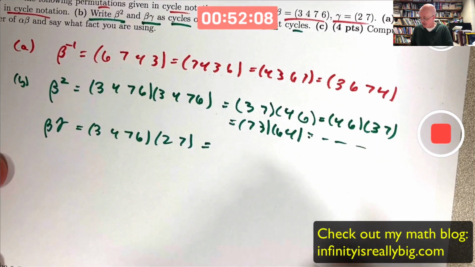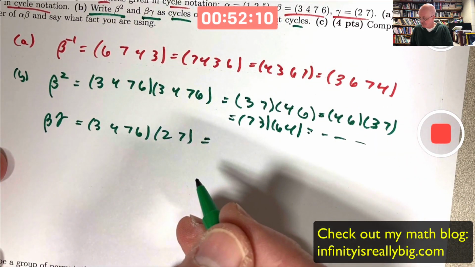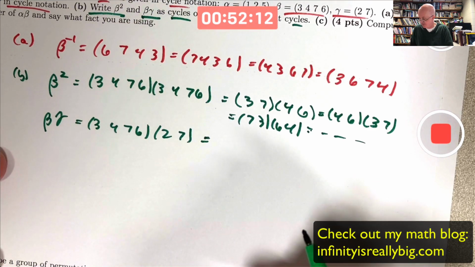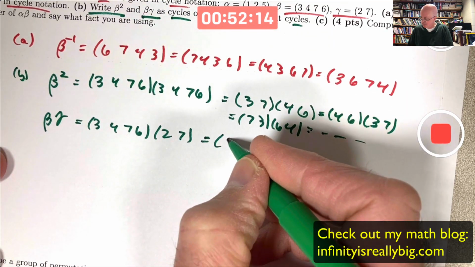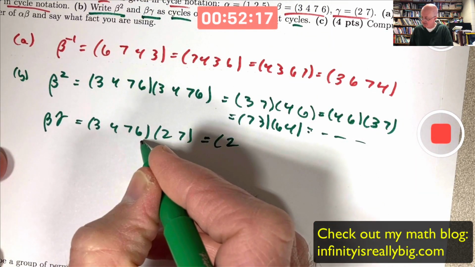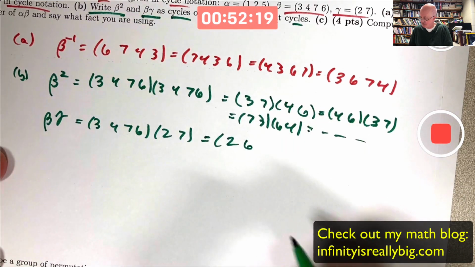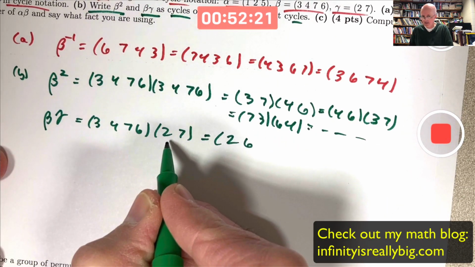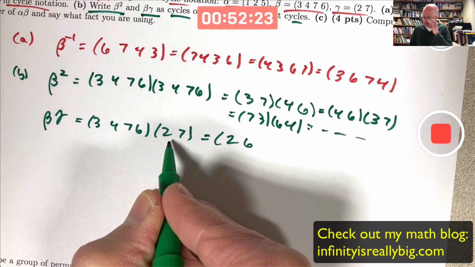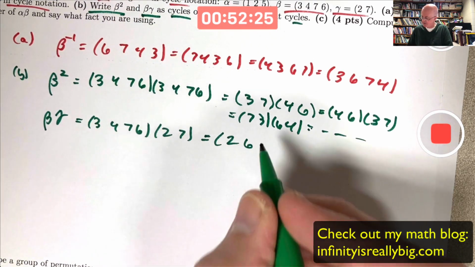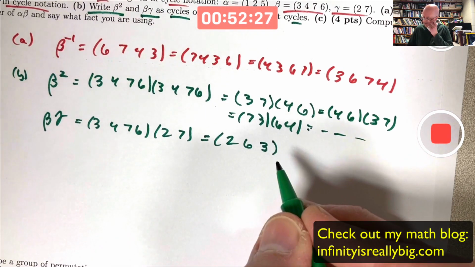1 will stay fixed under the composition. There's no 1 in either one of these, as will 5. How about 2? 2 first gets mapped to 7, but then 7 gets mapped to 6, so ultimately 2 gets mapped to 6. 6 gets mapped to itself under the first one here, but then to 3 under this one, so ultimately 6 gets mapped to 3 under the composition.